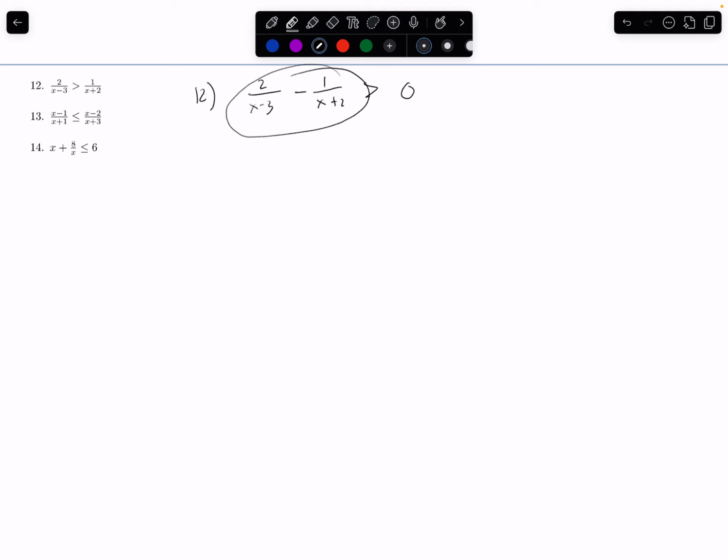And then this now is not a rational expression, but it's easily convertible to a rational expression. How do I do that? Just change to common denominators, right?